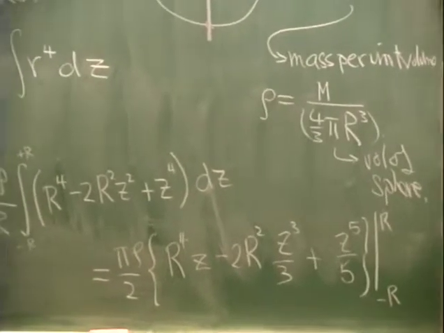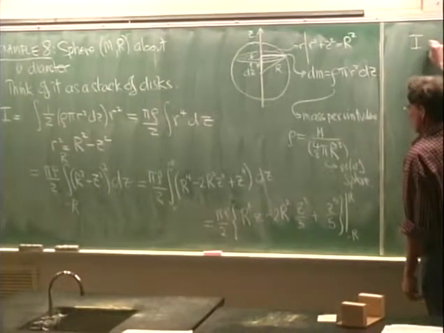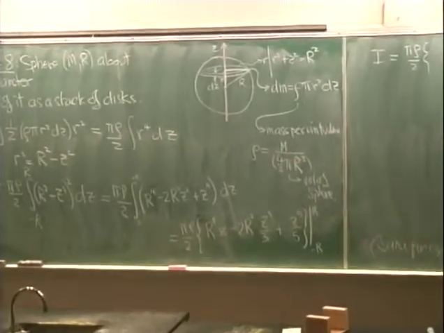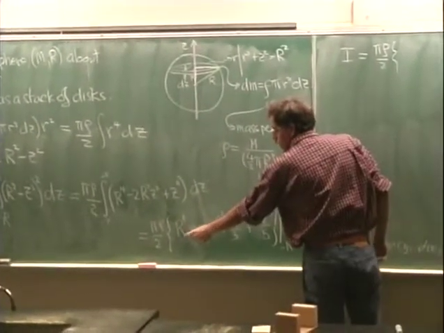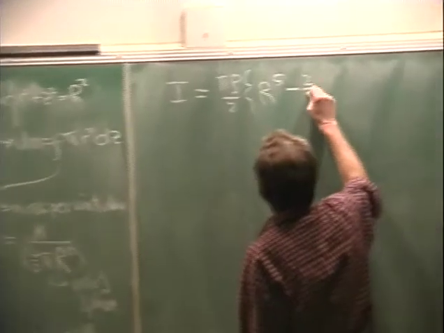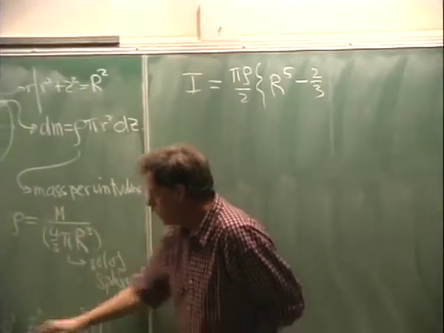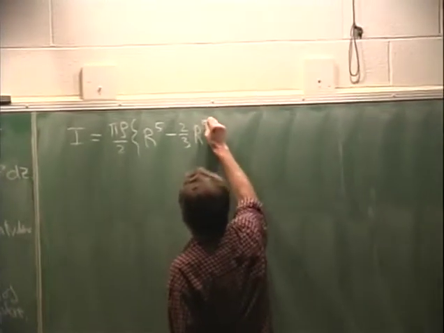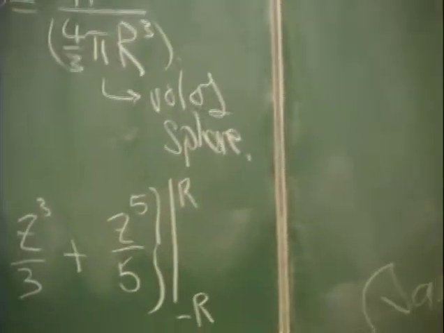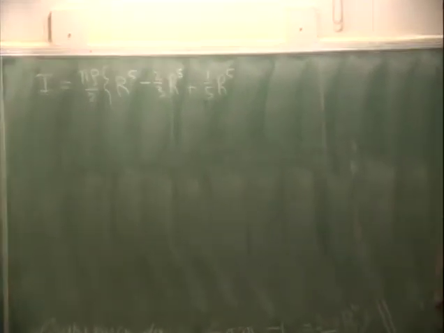Okay, now it's just a question of putting in for z the value plus R at the top. Pi rho over 2. So I'm going to put in z equals plus R. Here I would have a total of R to the fifth. Middle term, 2/3. If I put in z equals plus R, I get R cubed and another R squared, so R to the fifth again. Plus, in this last term, R to the fifth over 5. That's when I put in the upper limit.